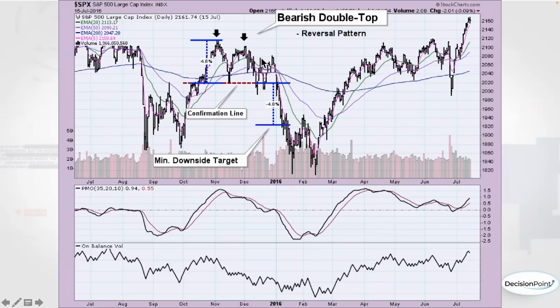And the confirmation line, it hit that, broke out, but then failed. So that was also a sign that we had some bearish activity going on. And we ended up with, again, that double top ended up executing even after all of this messiness to the downside, and it did hit its minimum downside target.